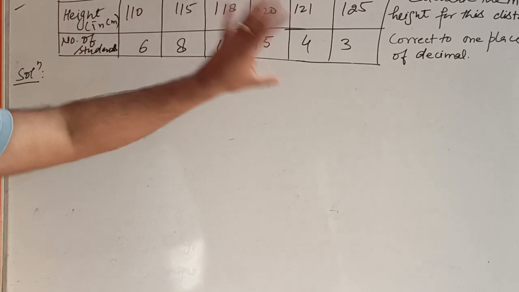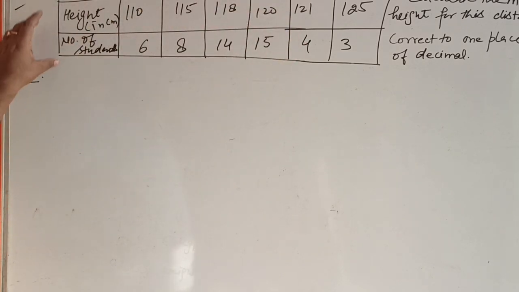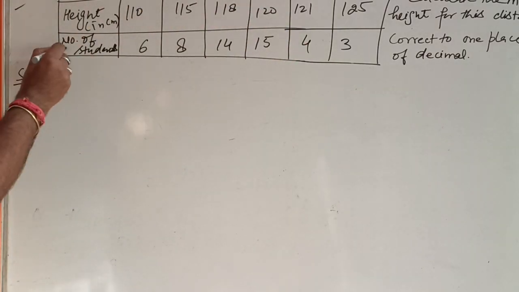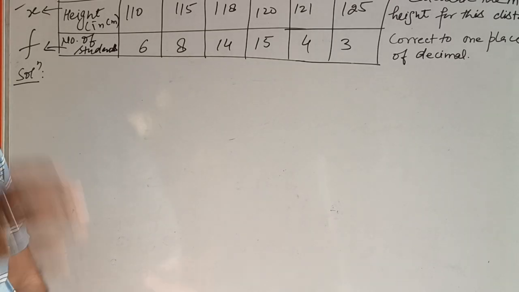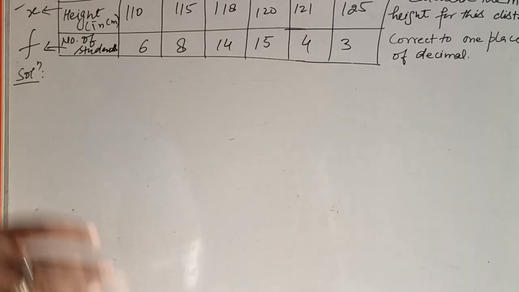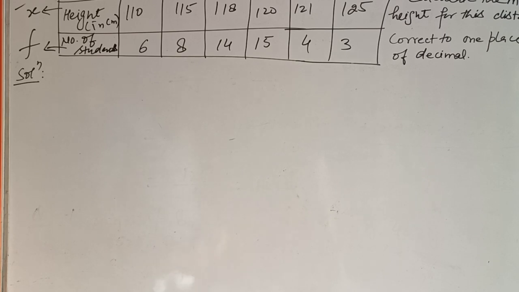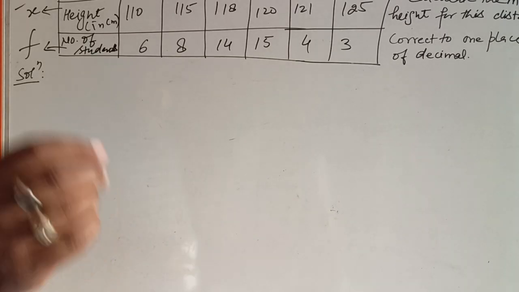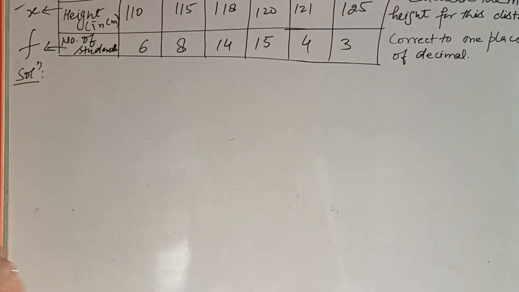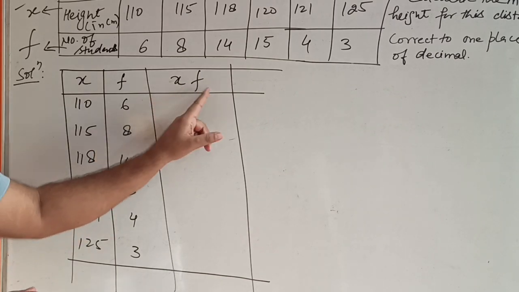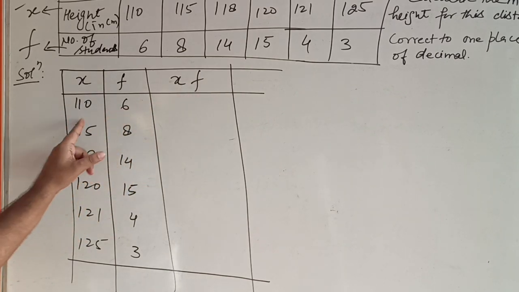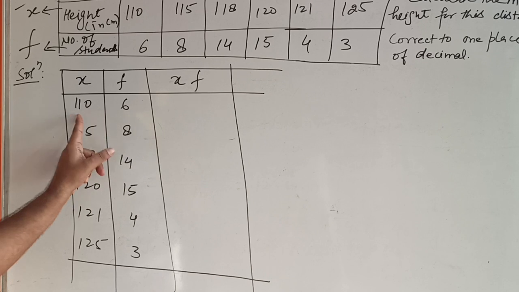So in this particular case, height and number of students is given. Number of students represents the frequency f and the height is x. So frequency is given, so the data is grouped data. In that case, we first have to find sigma xi fi. For this, we make a table. So we have to find the xf, which means we multiply each x to the corresponding f.